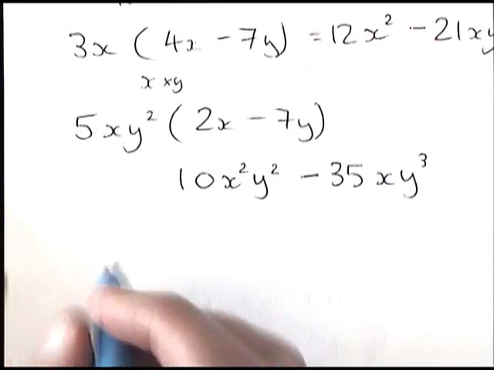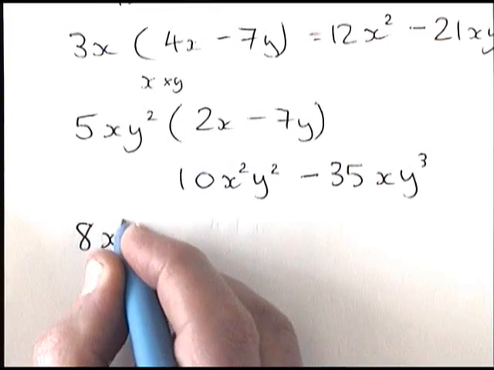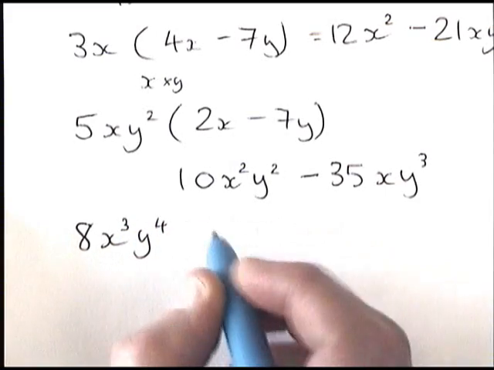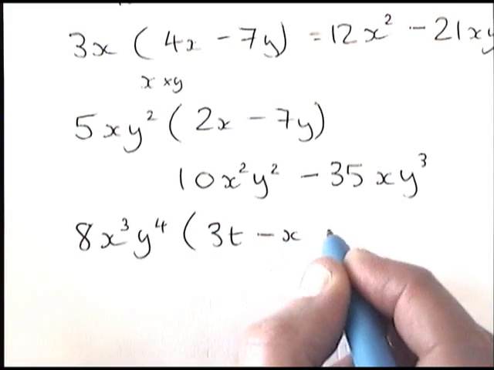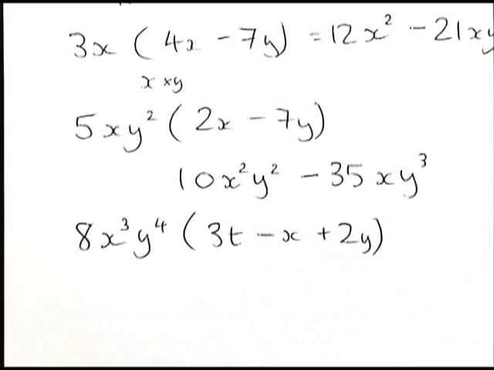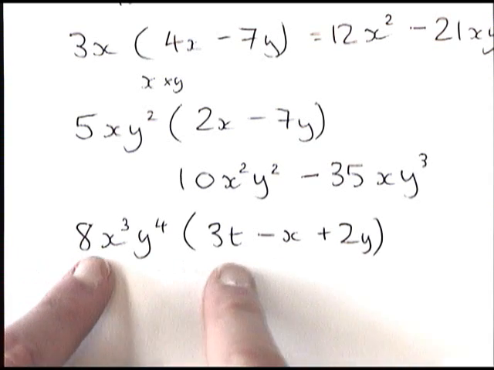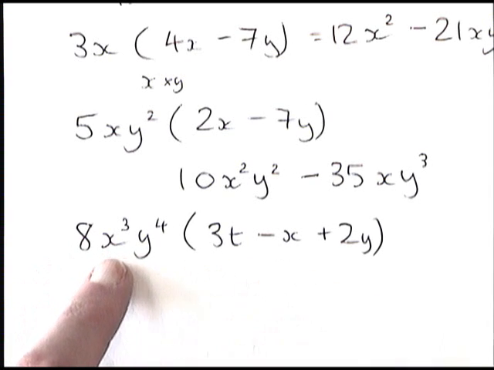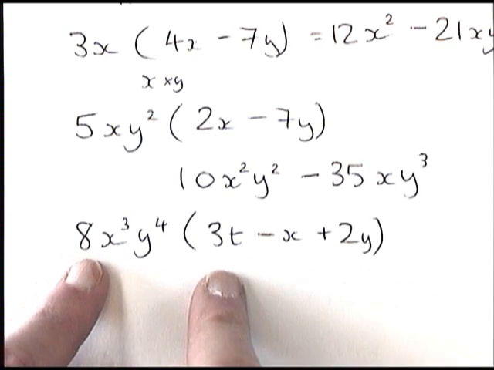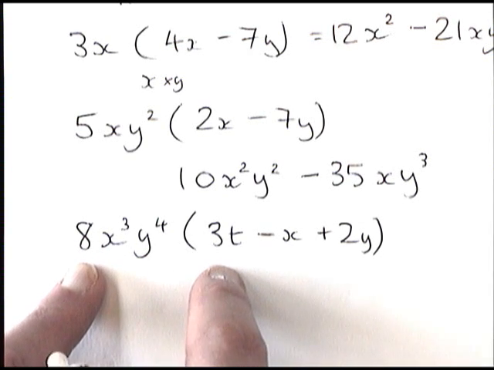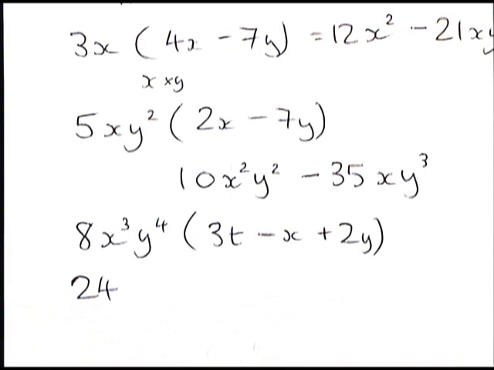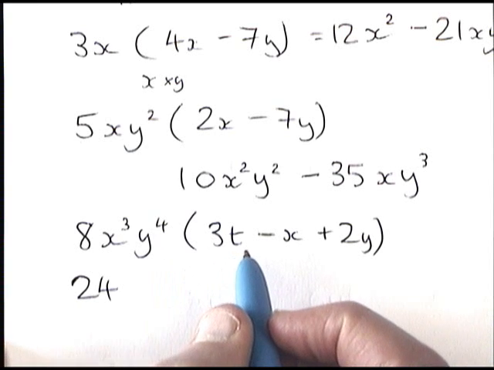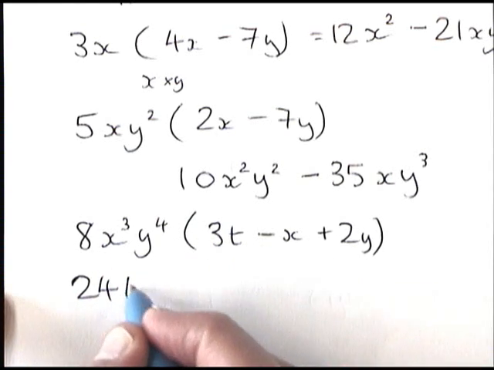If we take it again, a bit harder still, if we have 8x cubed y to the power of 4 times by (3t - x + 2y). You can have more than two things in a bracket, it doesn't matter. We have to multiply this by that, then this by that, and then this by that. So let's start by timesing these two together. Let's do the numbers first. 8 times by 3 is 24. Now the letters, let's do them in alphabetical order. t, x, y. t comes first. This is the only t that's there, so I need to write that down.